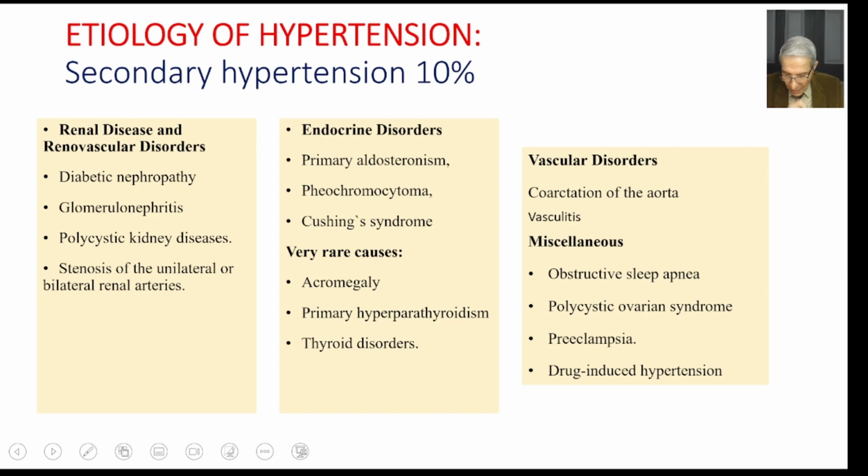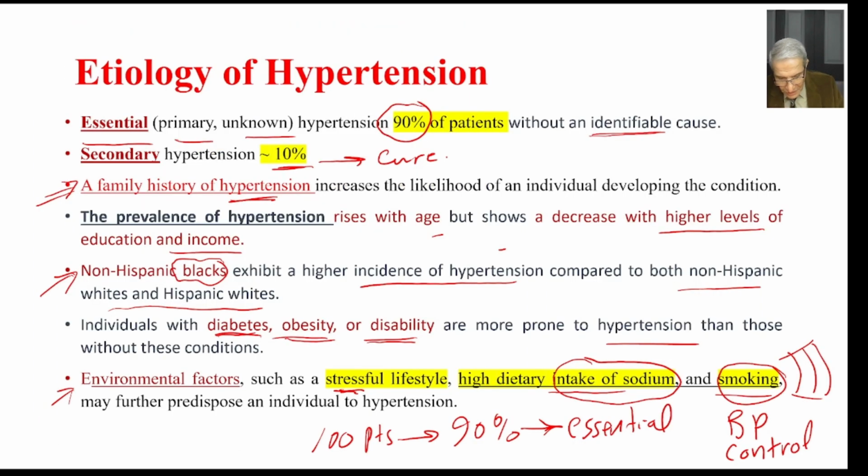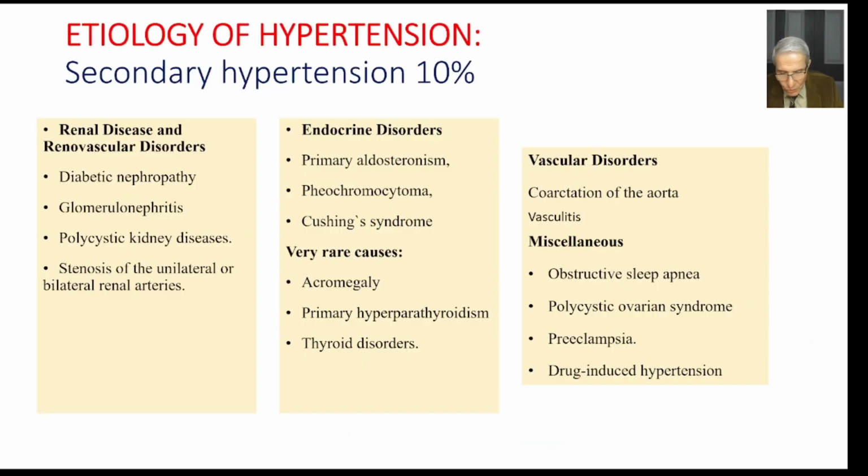Okay, so we discussed that 90%. We're moving to the 10%. What happened to the 10%? The secondary hypertension. For the 10%, we have several causes. We tried to maybe simplify the issue. I'm going to speak about one or two from each column here.